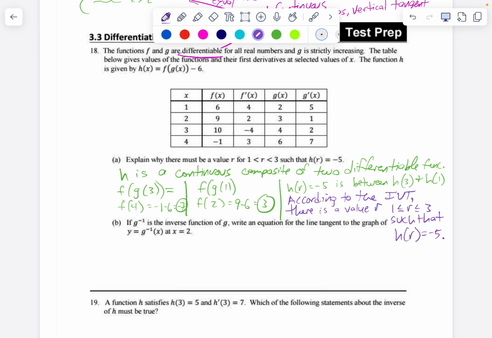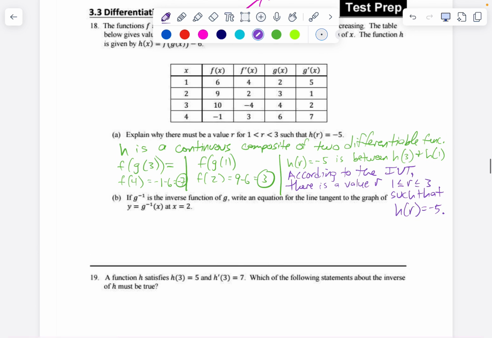Okay, if g to the negative 1 is the inverse of g. It's kind of weird wording. Write an equation for the line tangent to the graph of y equals inverse g of x at x equals 2. Whoa. How do you do that? What's our structure for tangent lines? Let's start there.